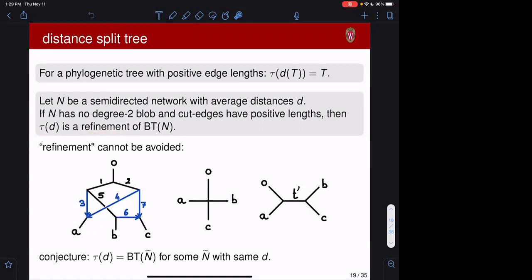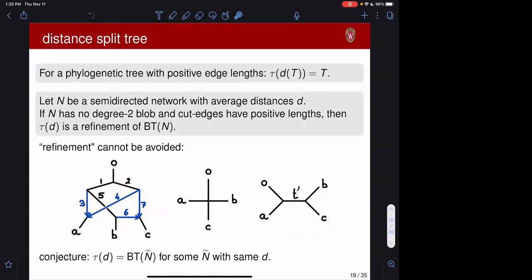And here is an example. That's a network that has 1 blob. So its blob tree is just a star. And for some choices of branch lengths and gammas, then actually the distance fits this tree exactly. And so in that case, the distance split tree will be that tree, that topology.